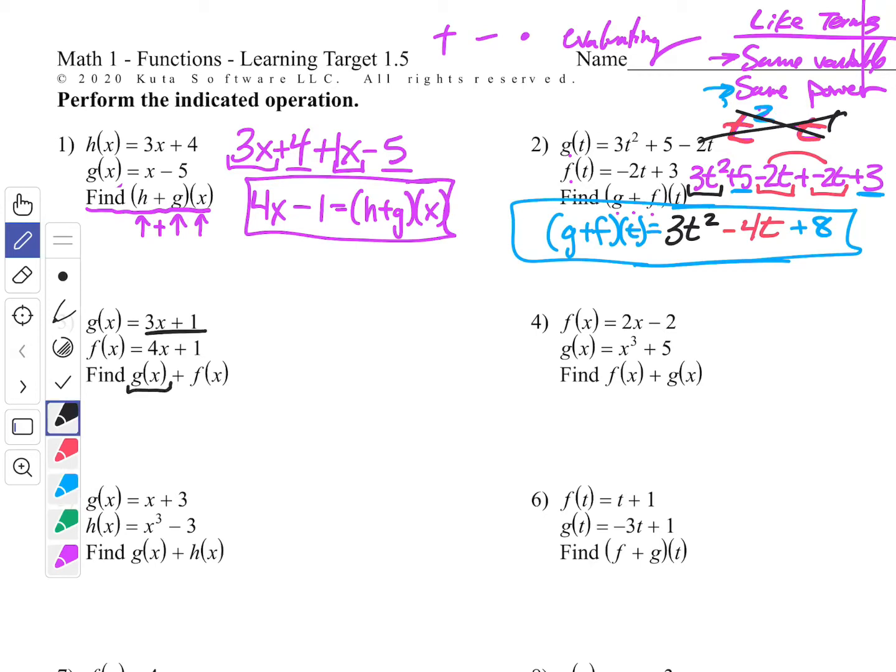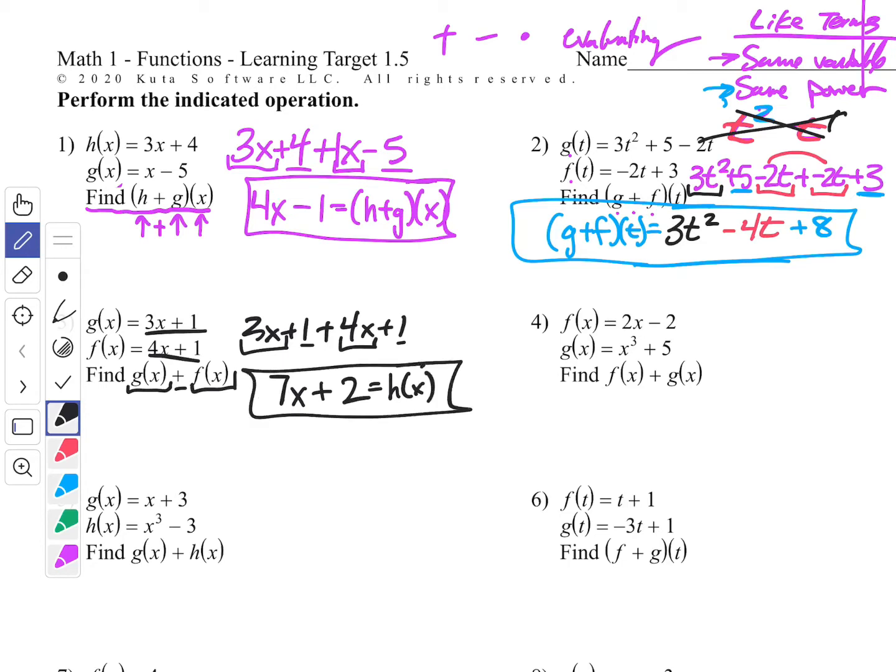Again, g of x, 3x plus 1, plus f of x, which is 4x plus 1. Combine the variables: 3x and 4x make 7x. Combine the constants: 1 and 1 make 2. And there is my new function. We'll call it h of x in this case, because I don't like rewriting the whole thing.